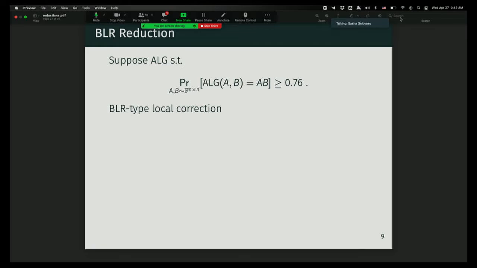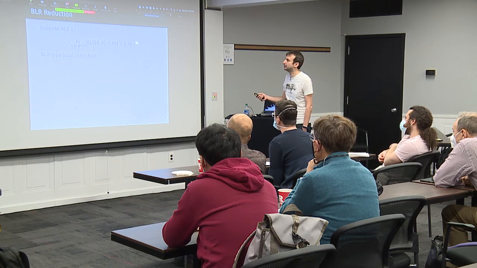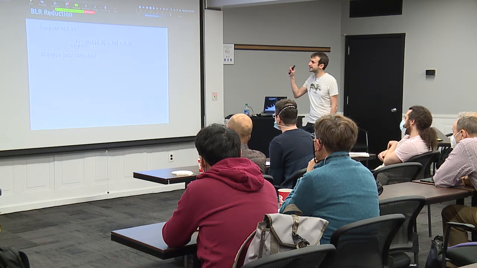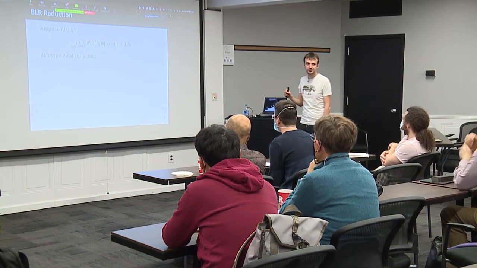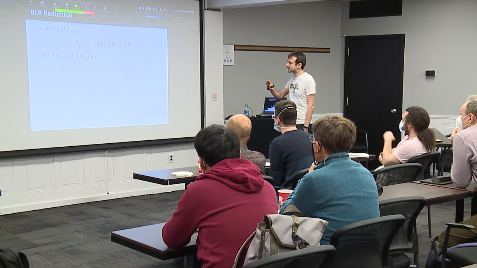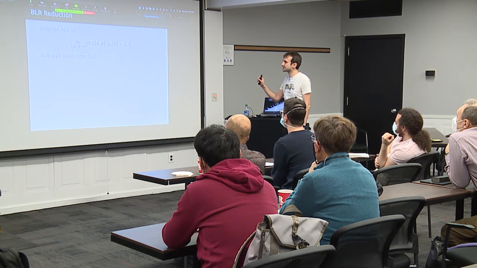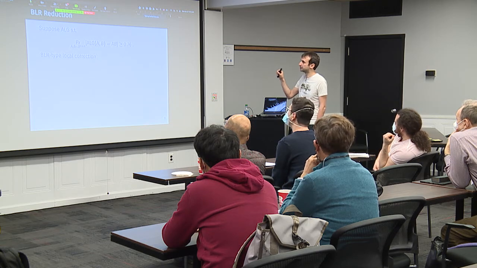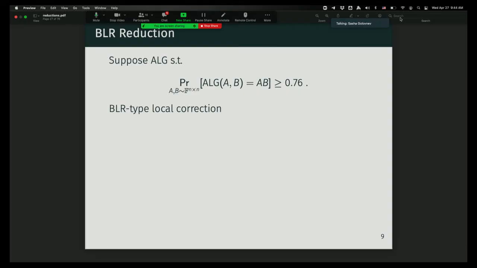reduce worst case to average case matrix multiplication when your average case algorithm is very good, when it works on more than 3/4 of matrices. This is just a BLR type reduction. I think this is folklore, but it was certainly known to the BLR authors in 1990. So here's how we can do this. I want to multiply matrices A and B. I have an algorithm that works for more than 3/4 of the matrices.